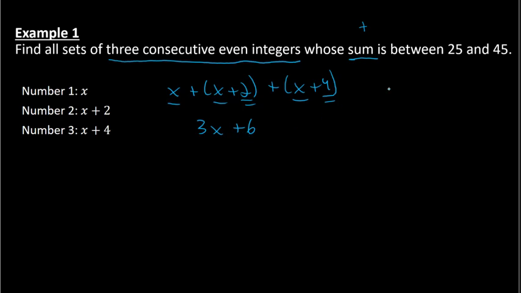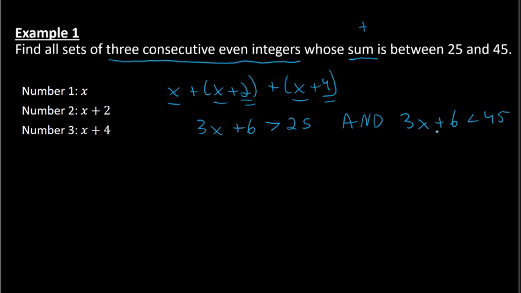Now it says the sum is between 25 and 45. If it's between 25 and 45, that means it must be bigger than 25, and it must be smaller than 45. Alright, that's what between means. So with this, I have 2 inequalities, and I can solve.